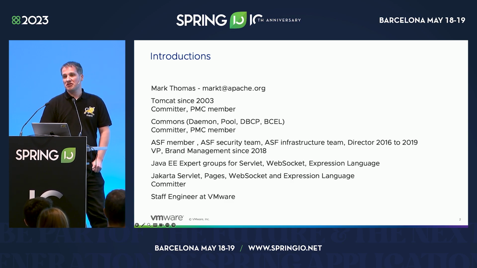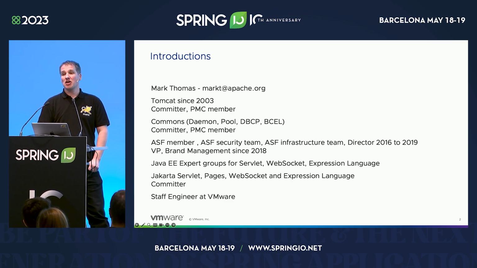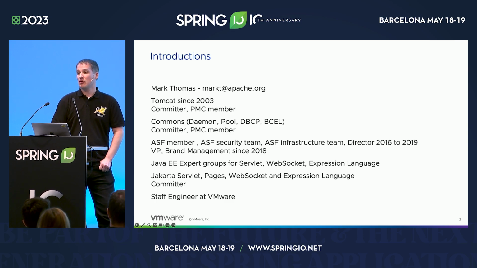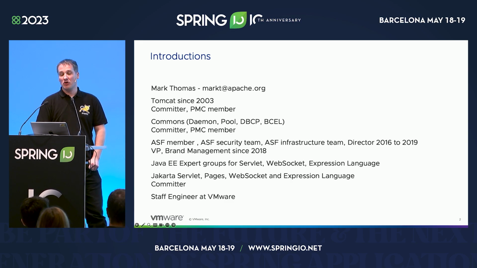My day job is as a staff engineer at VMware, where I have a very simple job description. And that is go and do whatever you think is best for Apache Tomcat. So I'm very fortunate I get to spend my time basically working on my hobby.